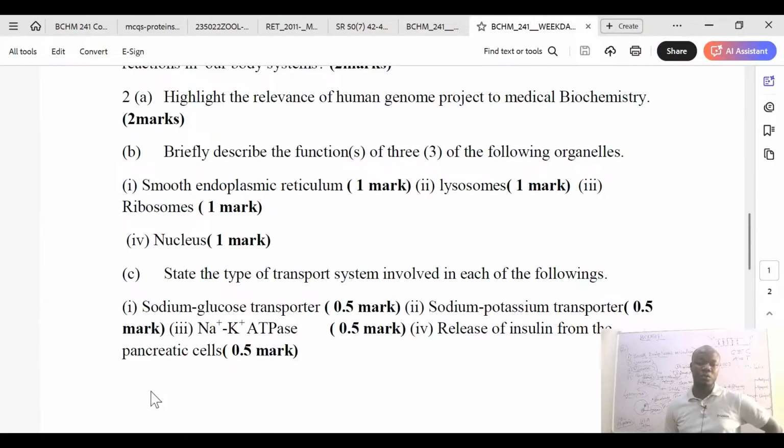So someone said for sodium glucose transporter, active transport. Do you agree? Sodium glucose transporter? Please, I need an answer. Yes?